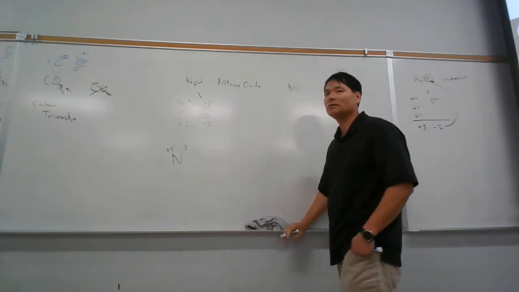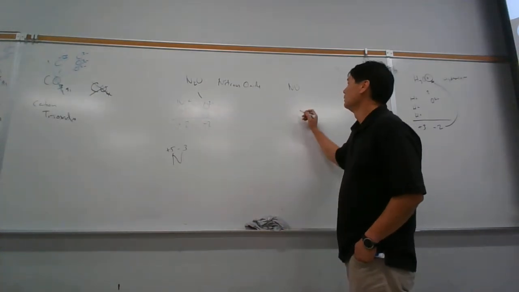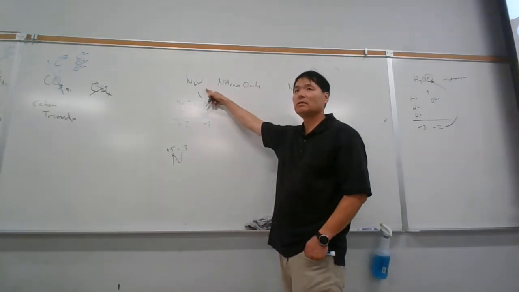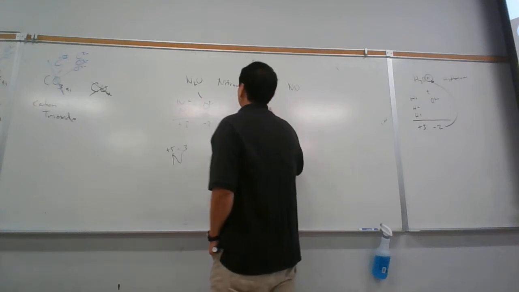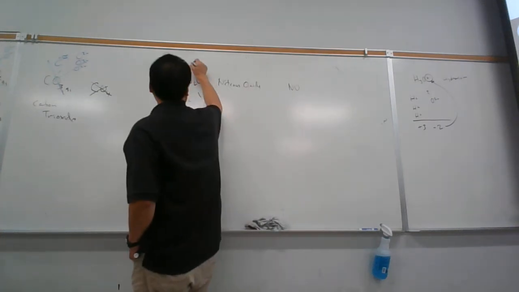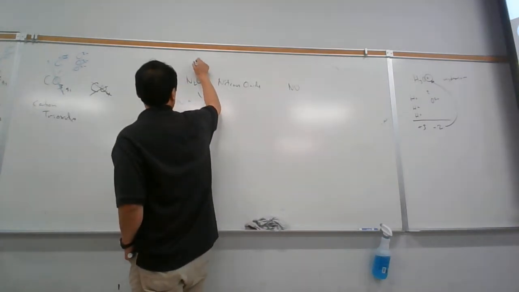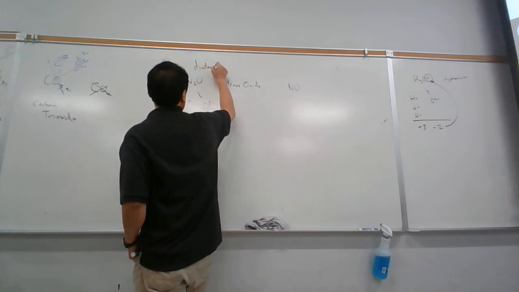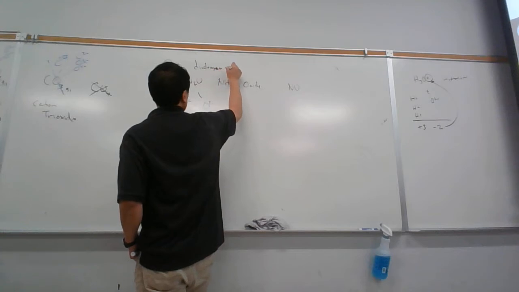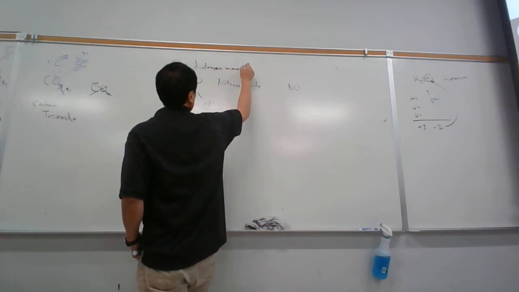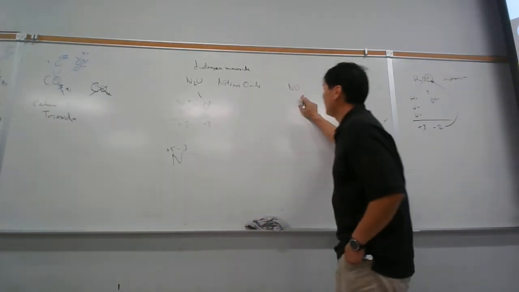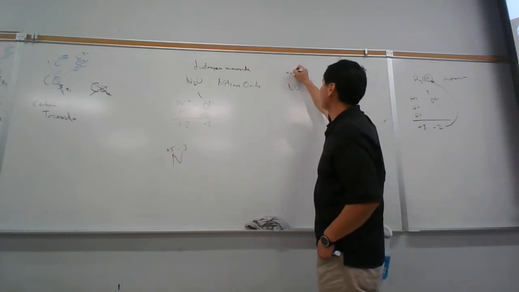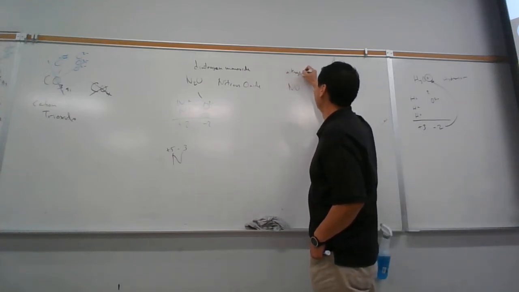You know what NO is called? Well, nitrous oxide is N2O. The systematic name for nitrous oxide is dinitrogen monoxide. NO is called nitrogen monoxide. That's one name, but it has a common name.